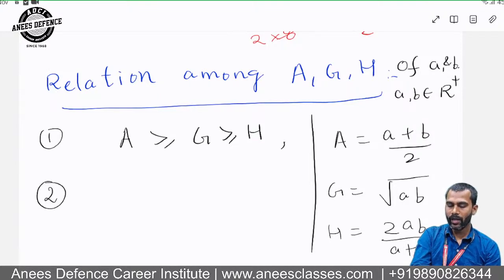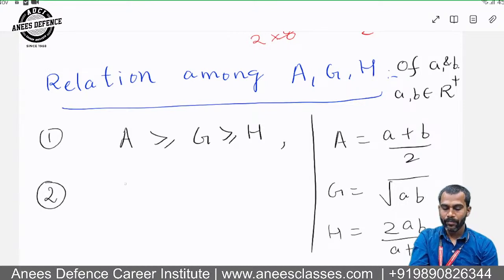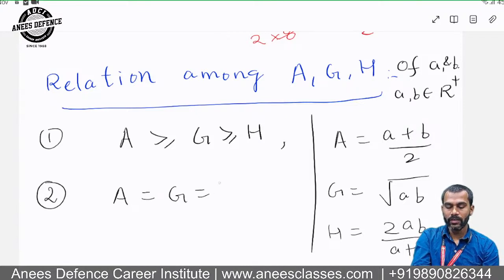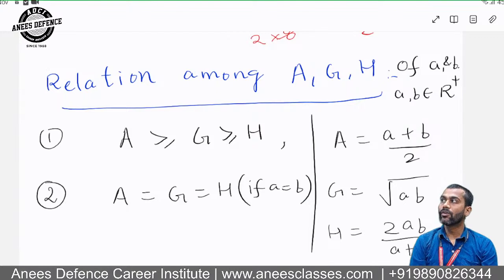Similarly, we have to remember AM is always greater than or equal to GM, and GM is always greater than or equal to HM. So A is equal to G is equal to H if A is equal to B. Yes or no? If A is equal to B.